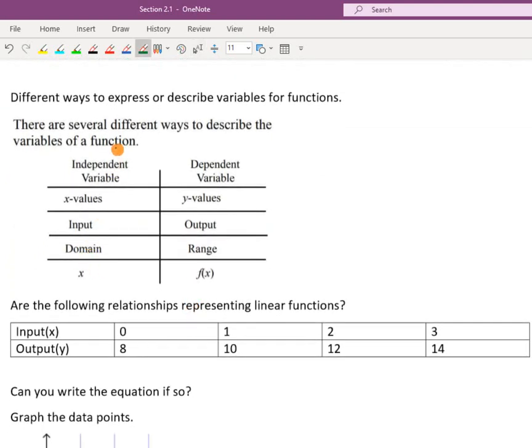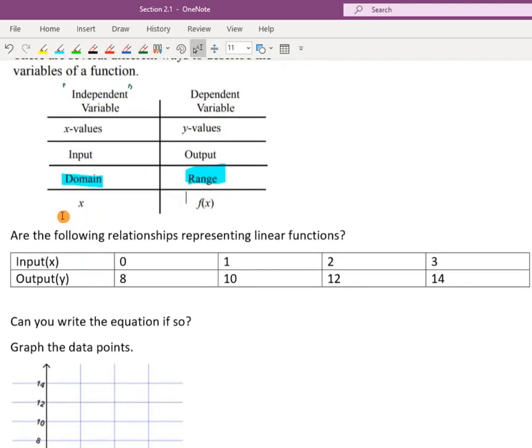These are just different words that we use for independent variable. Obviously, our x values are called inputs. One of the most common words we see is domain, and it's probably a word that maybe we're not all that familiar with. Your dependent variables, you get your y values, your output, but range is a more mathematical word than saying these other two. The notation that we use for input for functions is x is the input.